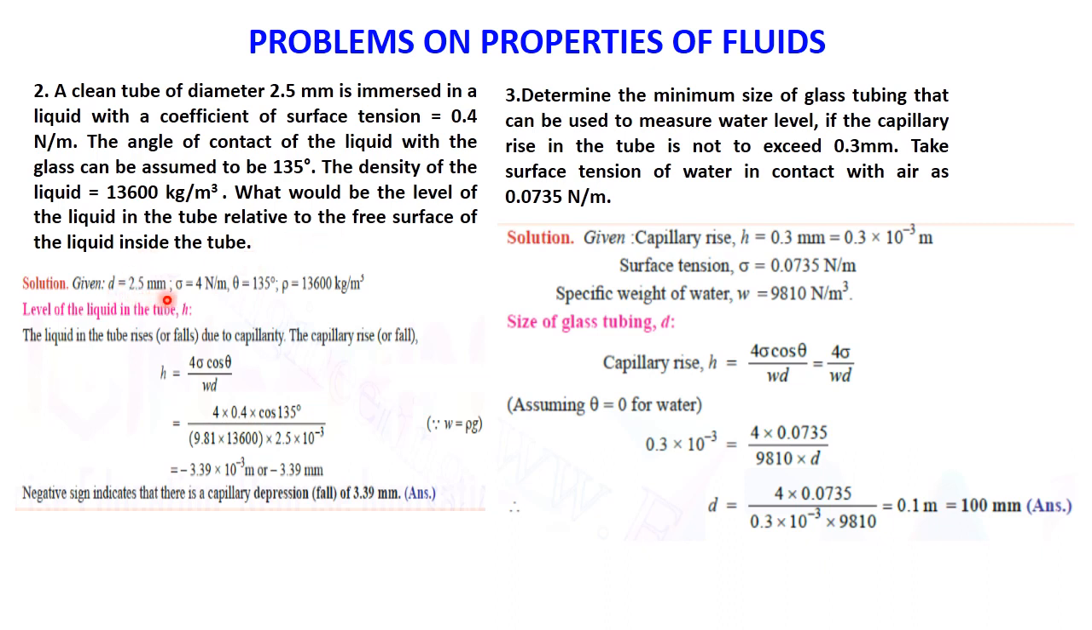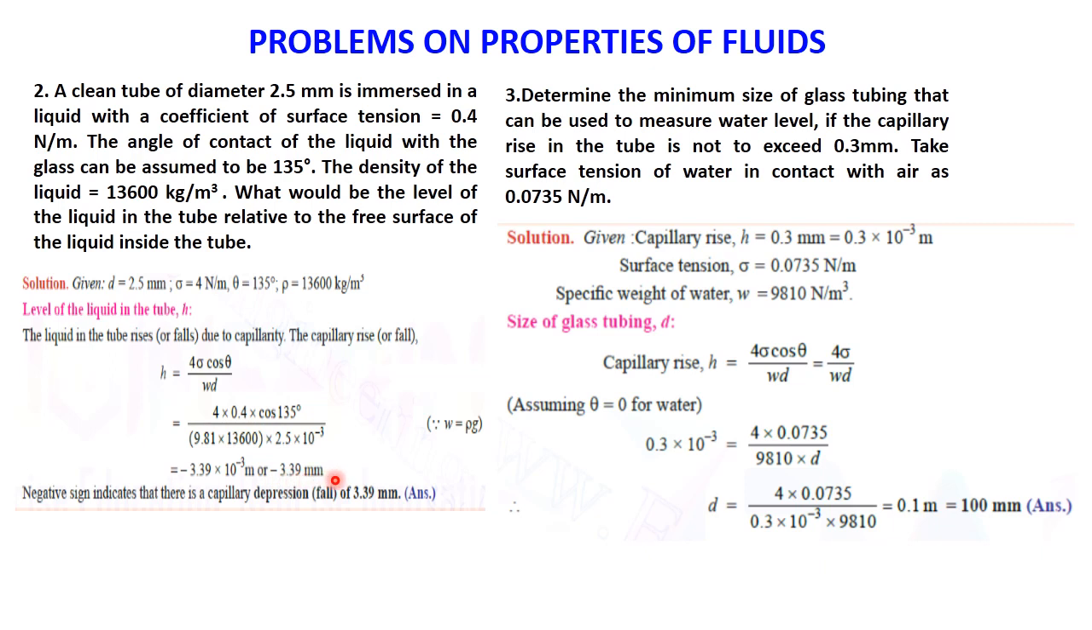Therefore, given D is 2.5 mm, sigma is 0.4 Newton per meter, theta is equal to 135 degrees, rho is equal to 13,600 kg per meter cube. We know that for the capillary rise or fall, the equation is h equal to 4 sigma cos theta divided by w D. Remember that this w is nothing but specific weight. So we have to multiply this density 13,600 into 9.81, and then 2.5 into 10 raised to minus 3. When we find this value, we get h is equal to minus 3.39 into 10 raised to minus 3 meter, or minus 3.39 mm.